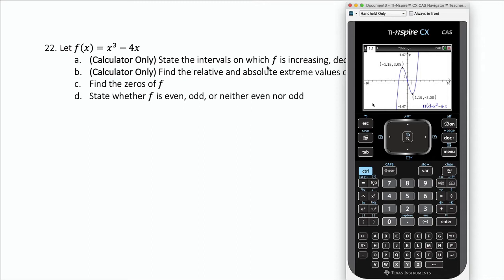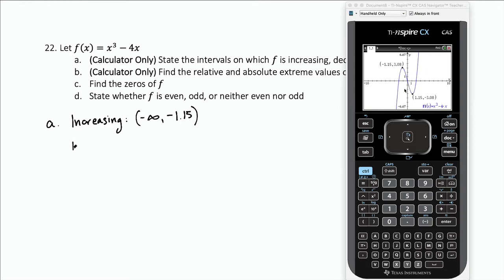For intervals on which f is increasing, decreasing, or constant, let's start with our increasing, all right? Well, from the left, it starts off increasing. So that's from negative infinity. We're talking about x values here, remember? And then we come up to this point right here, this x value, which is at negative 1.15. Okay, so on that interval, it's increasing.